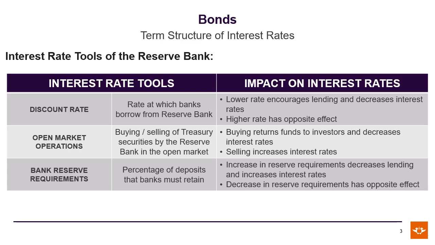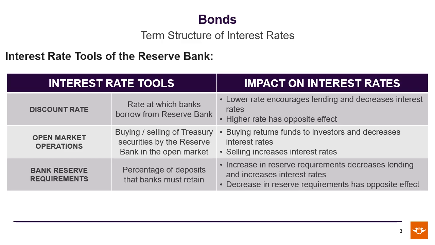we did in economics. We know that the Reserve Bank is ultimately responsible for influencing the interest rates. The interest rate tools that they have at their disposal are the discount rate, which is the rate at which banks borrow from the Reserve Bank, open market operations, buying and selling of treasury securities by the Reserve Bank in the open market, and the bank's reserve requirements. So the Reserve Bank sets out a percentage that banks must retain as reserves internally. So by using all of these different interest rate tools, the Reserve Bank is able to increase or decrease interest rates at any point in time in the market.